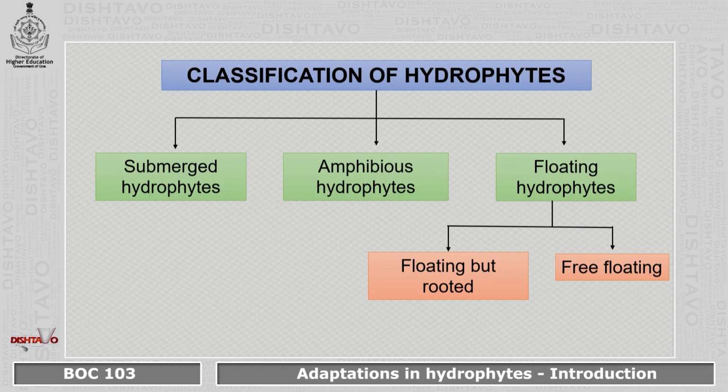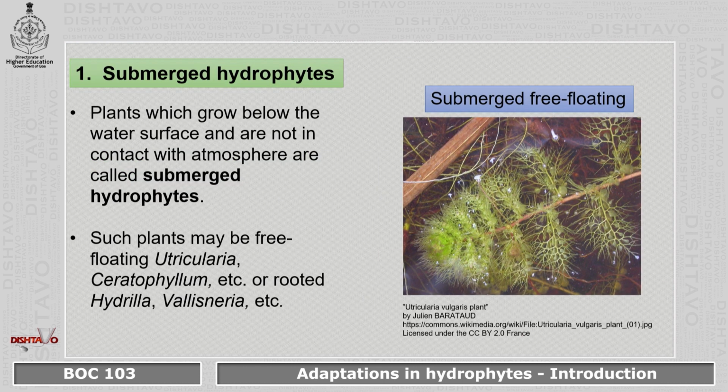Coming to classification of hydrophytes, hydrophytes can be classified as submerged hydrophytes, amphibious hydrophytes, and floating hydrophytes, and floating hydrophytes can further be categorized into floating but rooted, and free floating. We will look into each of these in detail. Coming to the first one, the submerged hydrophytes are plants which grow below the water surface and are not in contact with the atmosphere or the top surface of the water. Now, some of these are free floating, and the others are rooted.